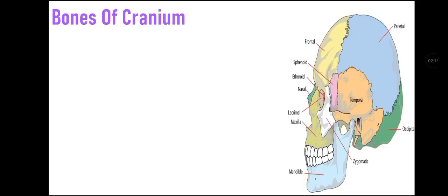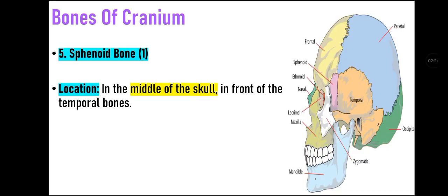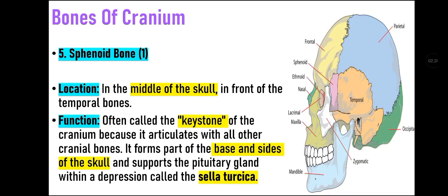It also provides attachment for neck muscles. Further in bones of cranium we have a sphenoid bone. That is unpaired bone. In diagram you can see the pink color bone is sphenoid bone. It is located in the middle of skull in front of temporal bone. Function: it is often called as keystone of the cranium because it articulates with all other cranial bones. It forms part of base and sides of skull and supports the pituitary gland within a depression called the sella turcica.